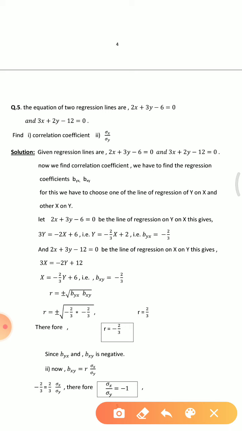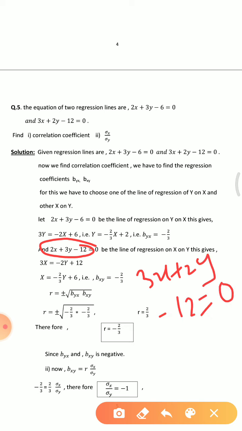And the second equation, we have to correct it here: 3x + 2y - 12 = 0. Then the equation becomes 3x = -2y + 12. Dividing both sides by 3, x = -2/3 y + 12/3, which is 4. That is the regression coefficient of x on y, which is -2/3.